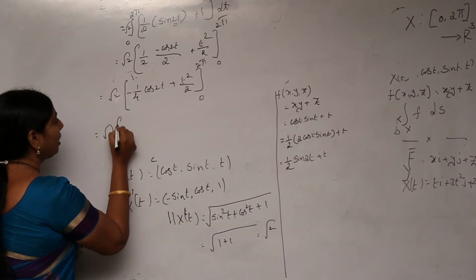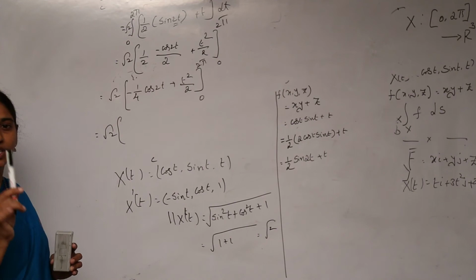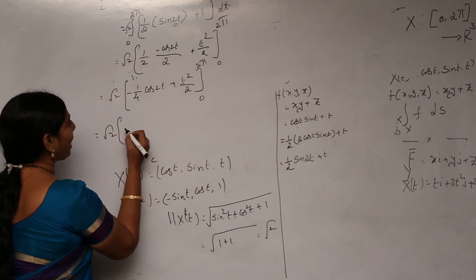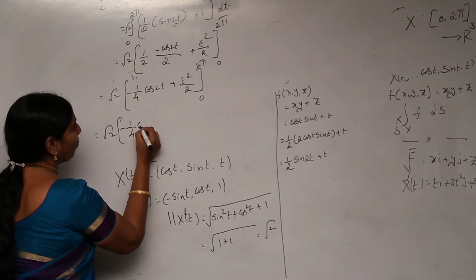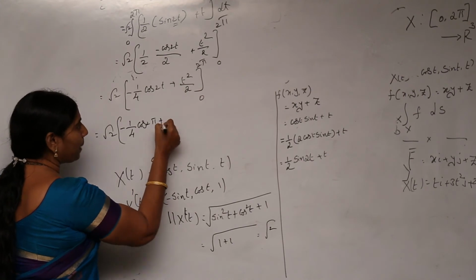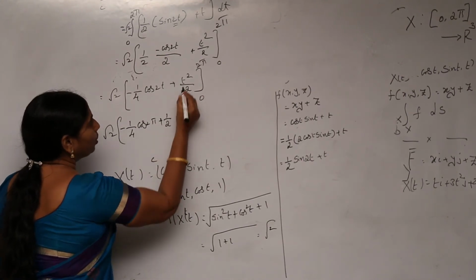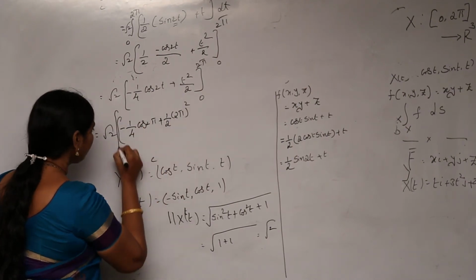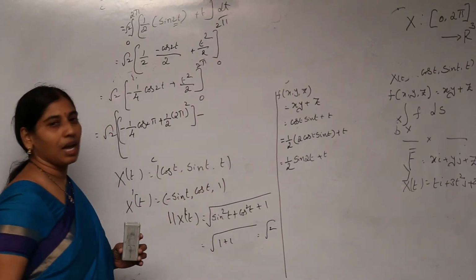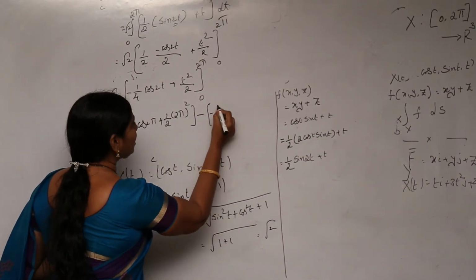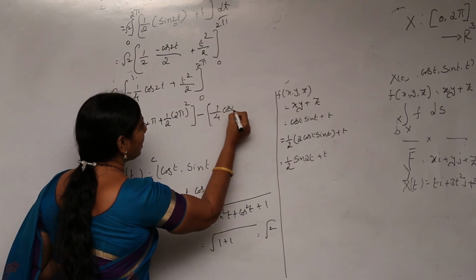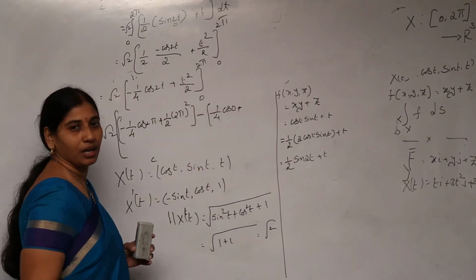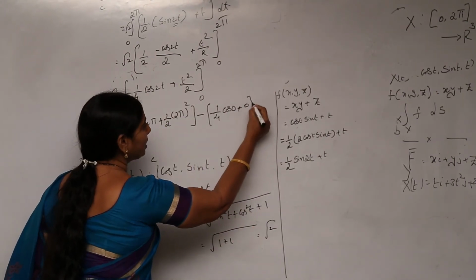Substitute the limits. While substituting the limits, first we substitute the upper limit and then the lower limit. So the upper limit is 2 pi. So this is minus 1 by 4 cos 2 pi plus 1 by 2 t square, that is 2 pi whole square, minus, coming to the lower limit, minus 1 by 4 cos 0 plus t square, 0 square by 2. So the value is 0.